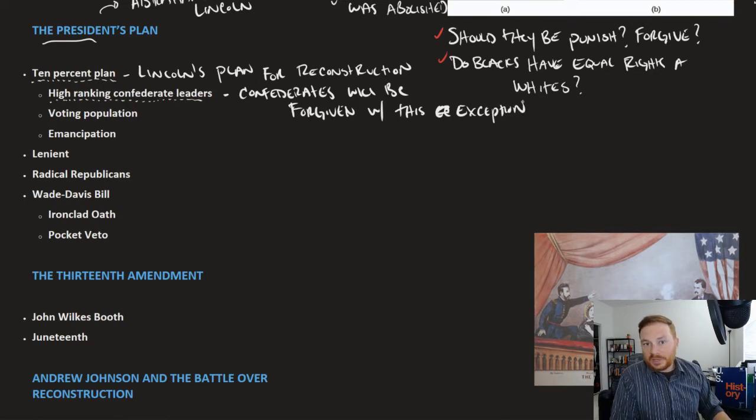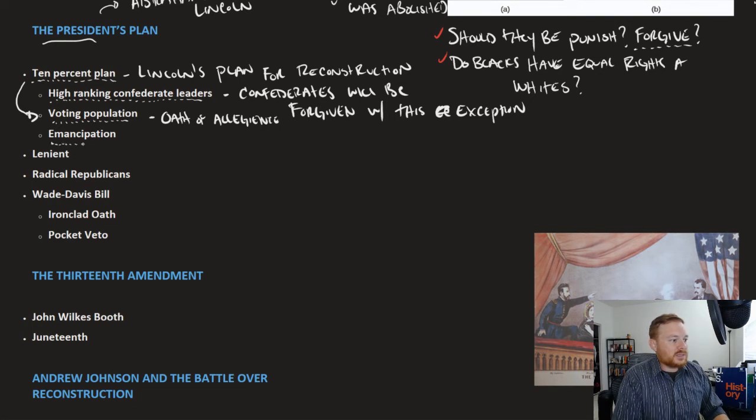So unless you were a high-ranking leader, a high-ranking Confederate military officer, something along those lines, Lincoln is willing to kind of put you down this path, forgive and forget, welcome you back into the country. Lincoln also requires that 10% of the voting population, hence this term, 10% plan, needs to take an oath of allegiance. This is to ensure that those people, at least 10% of those who can vote, are loyal to the United States rather than being loyal, let's say, to the Confederacy. The third condition of Lincoln's plan is emancipation of slavery.